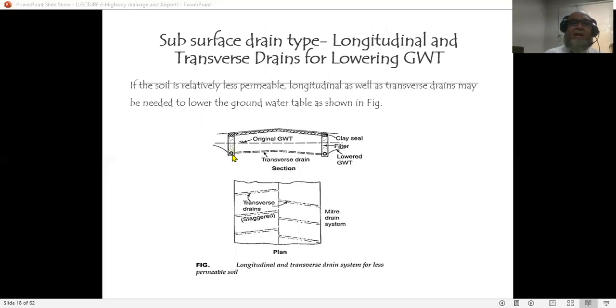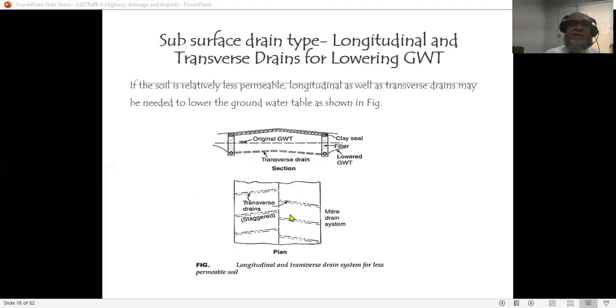Sometimes providing longitudinal pipes may not be enough. So along the length of the roadway, you also connect these pipes to these longitudinals. So what is happening now? The water will be lowered. When the water goes down, it will be intersected by these pipes. These pipes are staggered for economic reasons. So some water will go here, some water will still seep through, it will go here, and will be intercepted by this transverse drain. Again, these are perforated pipes wrapped with geotextile material so that no clogging occurs.